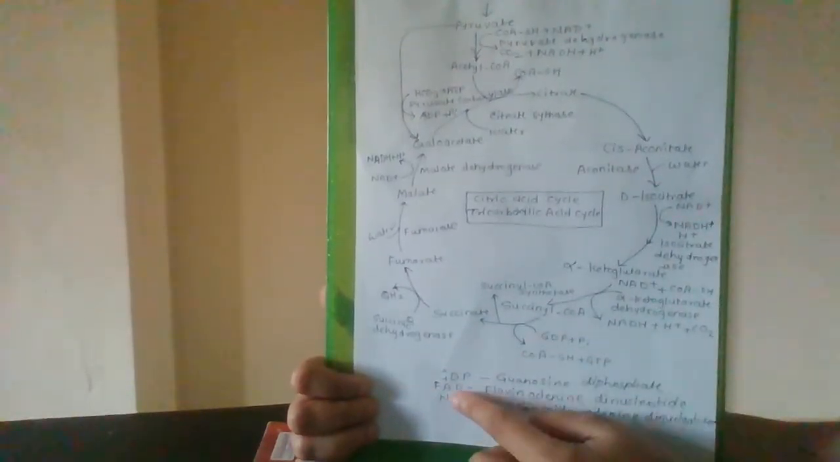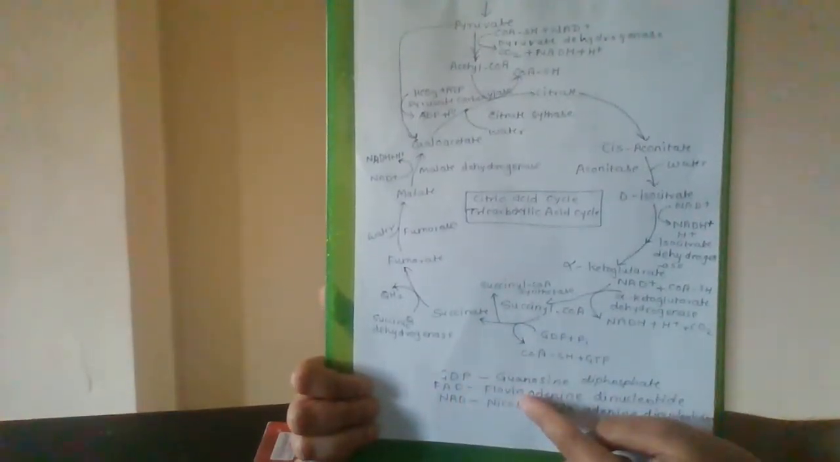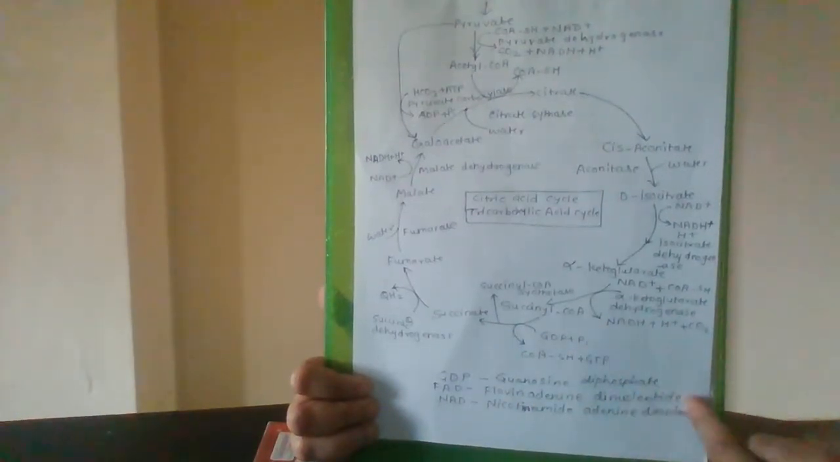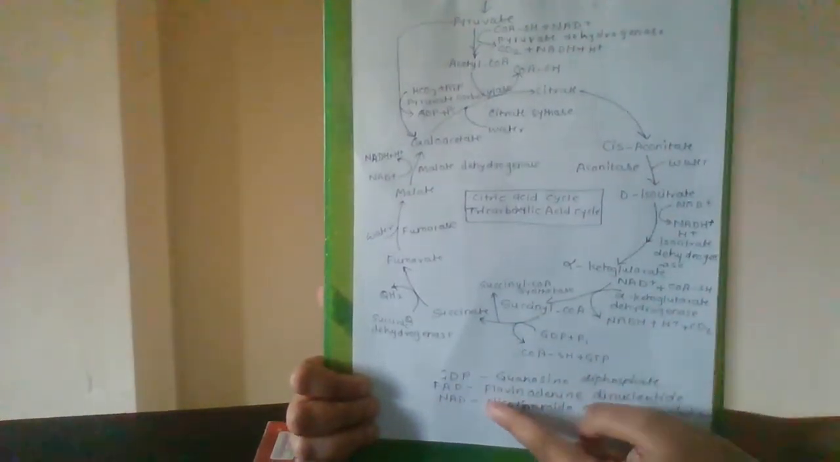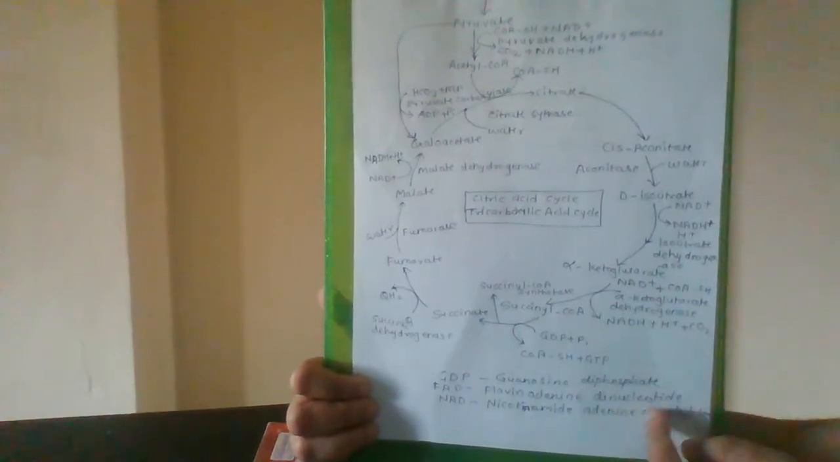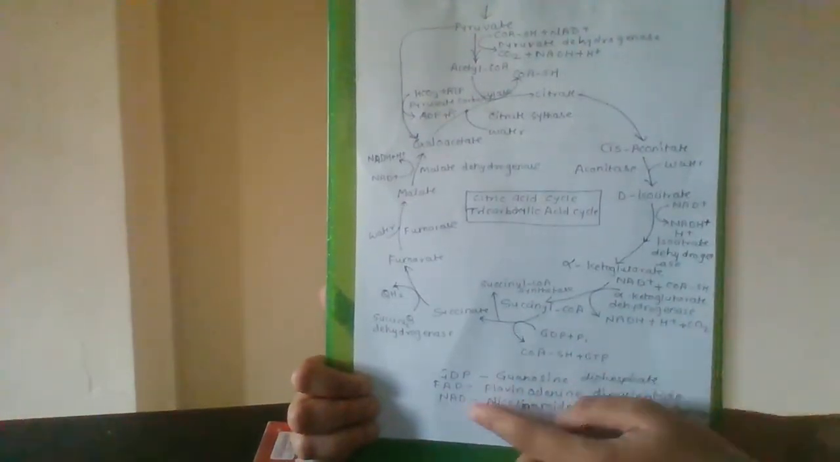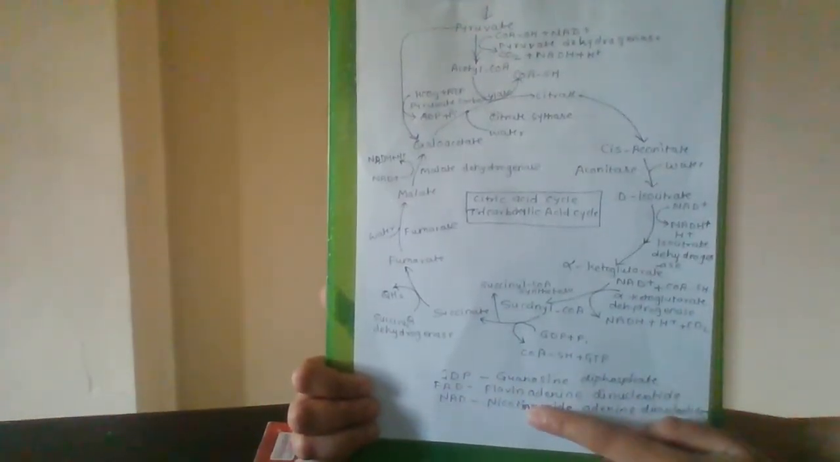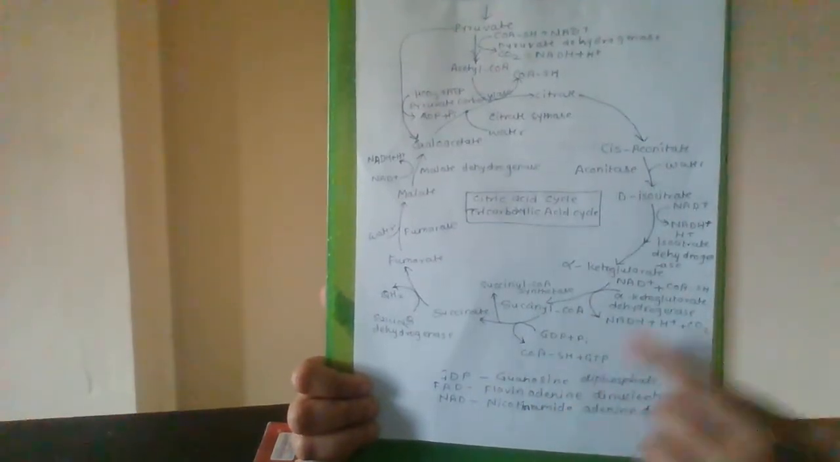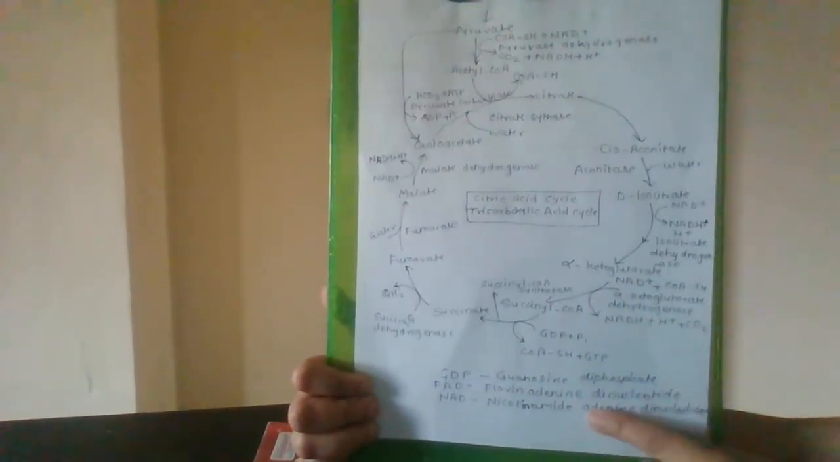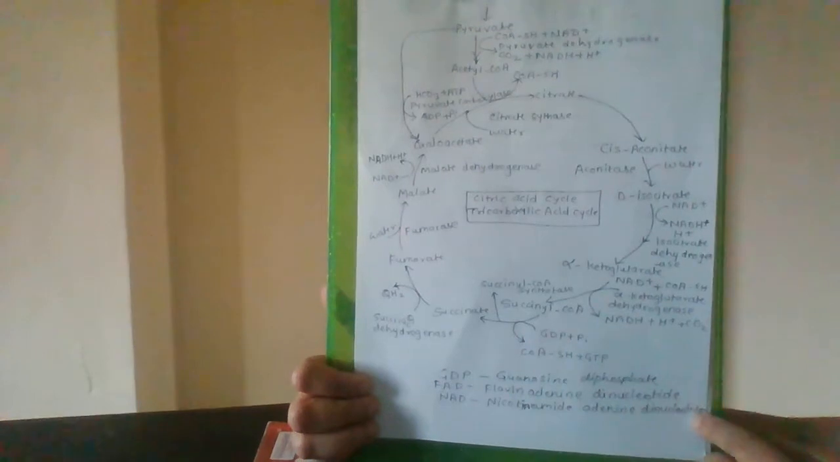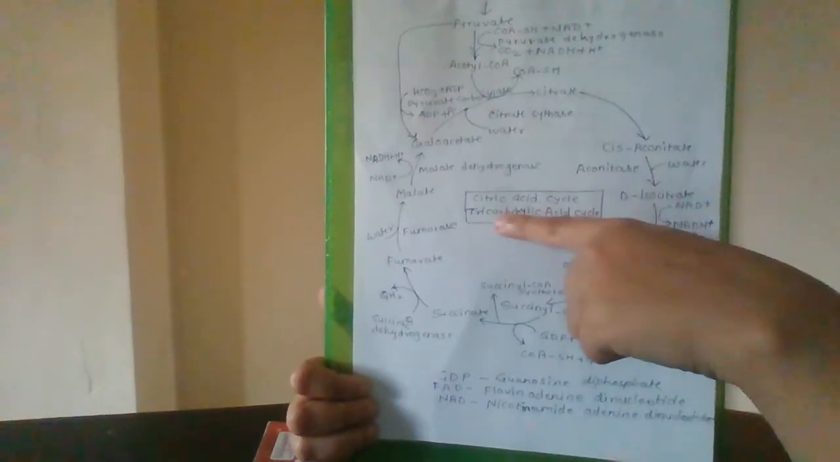So FAD means what? Flavin adenine dinucleotide. And NAD, nicotinamide adenine dinucleotide. Okay. So this is all about the citric acid cycle, the tricarboxylic acid cycle.